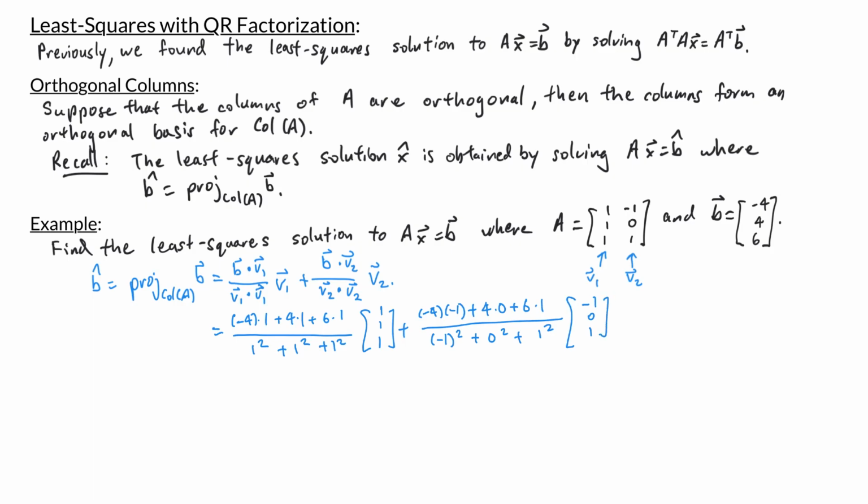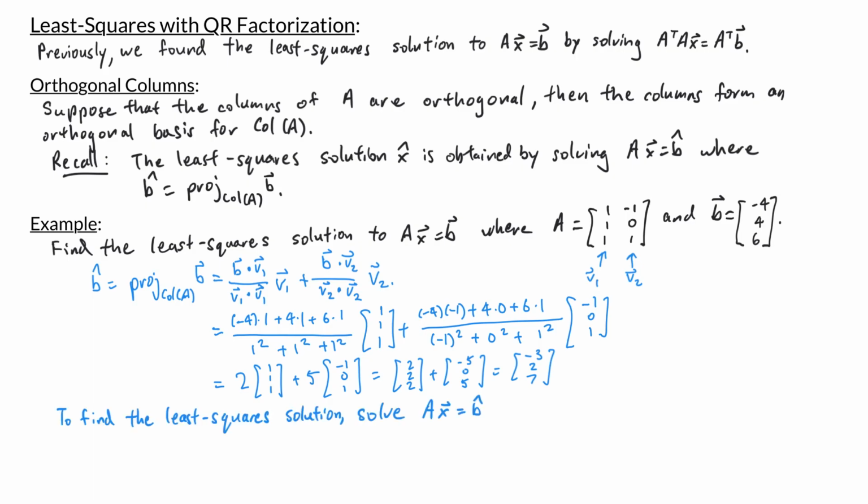so that's (-1, 0, 1). Simplifying this, we have 2 times the vector (1, 1, 1) plus 5 times the vector (-1, 0, 1). So that's (2, 2, 2) plus (-5, 0, 5), or (-3, 2, 7). So b hat, the projection of b onto the column space of A, is the vector (-3, 2, 7). Now, if I want to find the least squares solution to Ax = b, I want to solve the equation Ax = b hat.